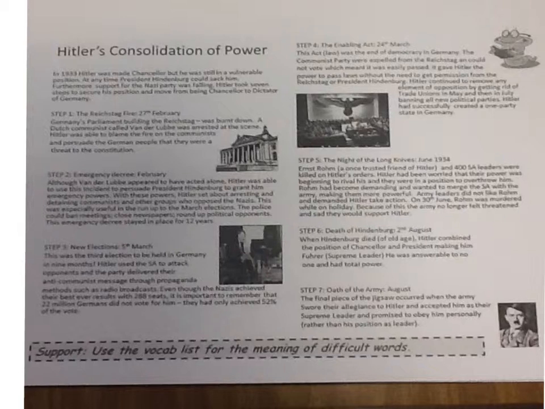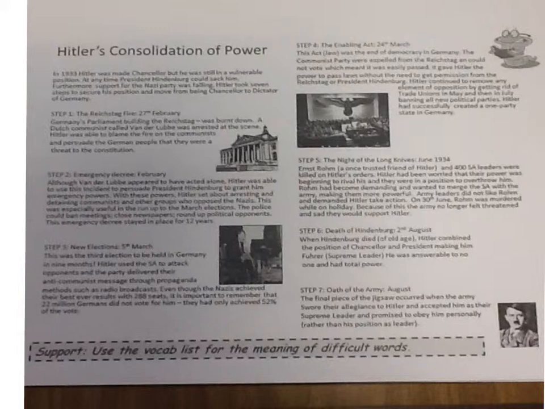Röhm had become demanding in wanting the SA to take over the German army, making him even more powerful. Army leaders did not like Röhm and demanded Hitler take action. On the 30th of June, Röhm was murdered while on holiday. Because of this, the army no longer faced any threats, and they said that they would support Hitler in his desire to become president as well as chancellor.